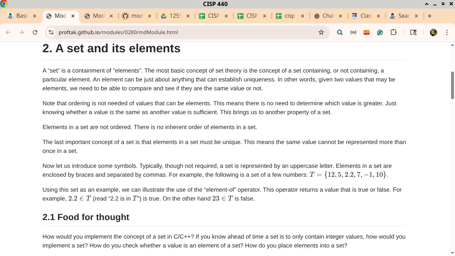On the other hand, 23 is an element of T is false as an expression because the way that I define T does not include 23 as an element of T. Is that okay? So this notation here is element of, and it returns a Boolean value. It's either true or false. Are we good so far? Yep.